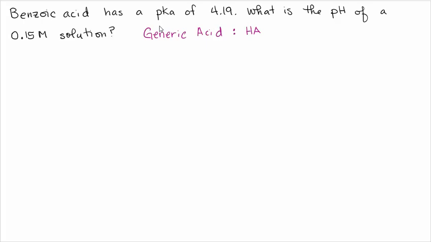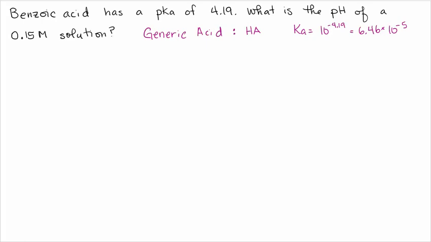Okay, what else do we know about this? We know that it has a pKa of 4.19. That means that we also know that its Ka is 10 to the minus 4.19, which I likely have written down somewhere. 6.46 times 10 to the minus fifth. Okay, so we know it's a weak acid, kind of on the same order of acetic acid.